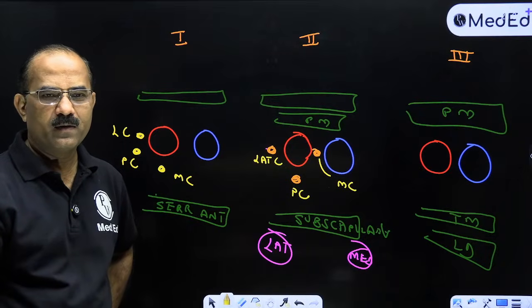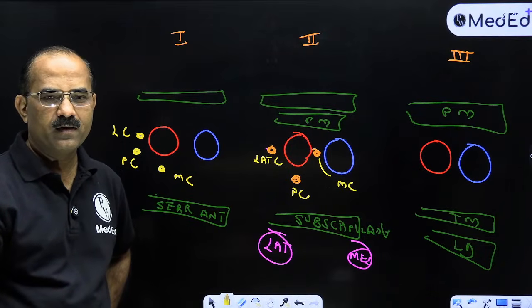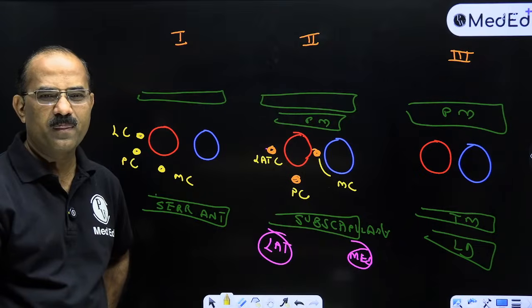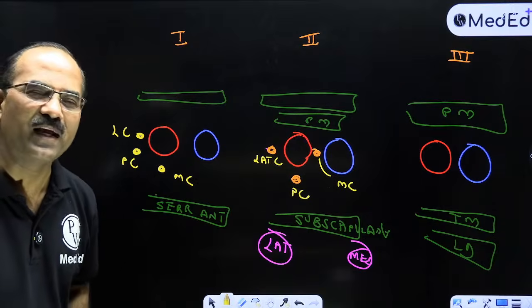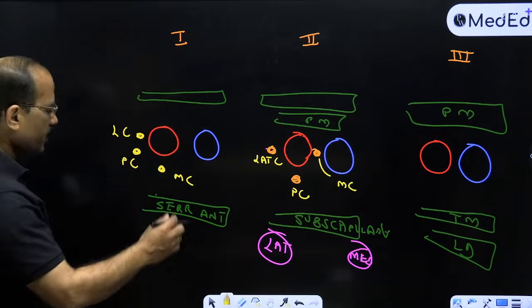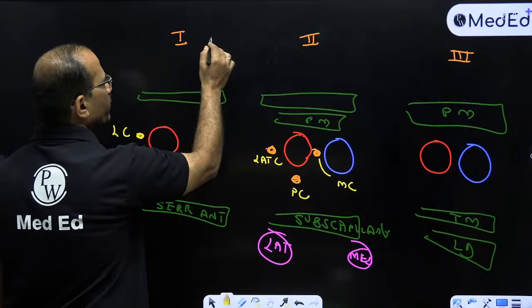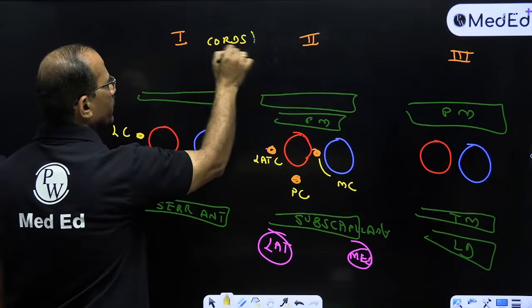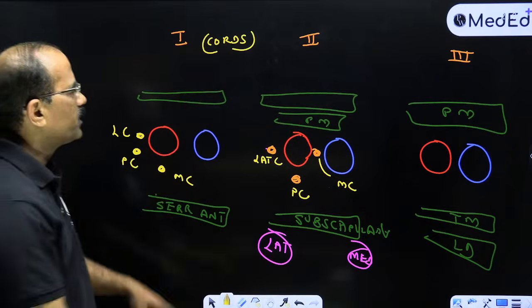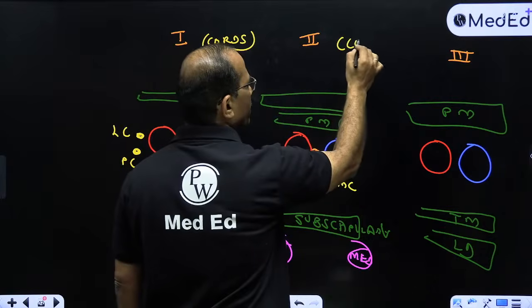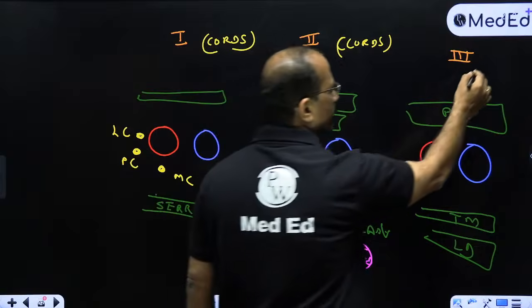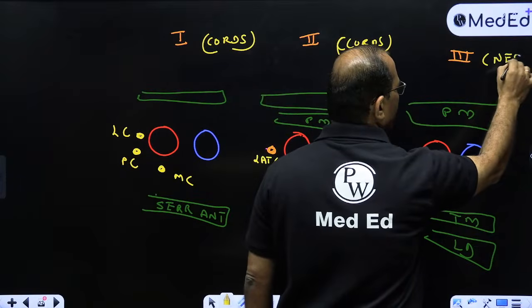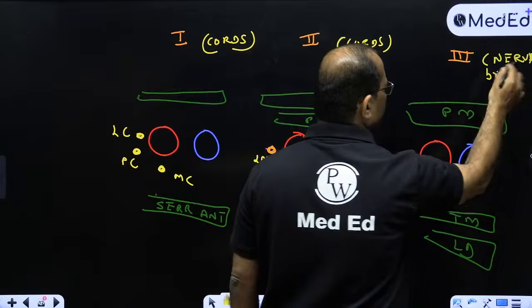समझ में आ रहा है? Okay. Now come to the third part. अब third part में क्या होता है? Nerves, the branches of the cords. So first part में, in relation to the axillary artery, what do we get? Cords. In first part, we get the cords of the brachial plexus. In the second part of axillary artery, we get the cords of the brachial plexus. And in the third part, what do we get? We get the nerves or branches.